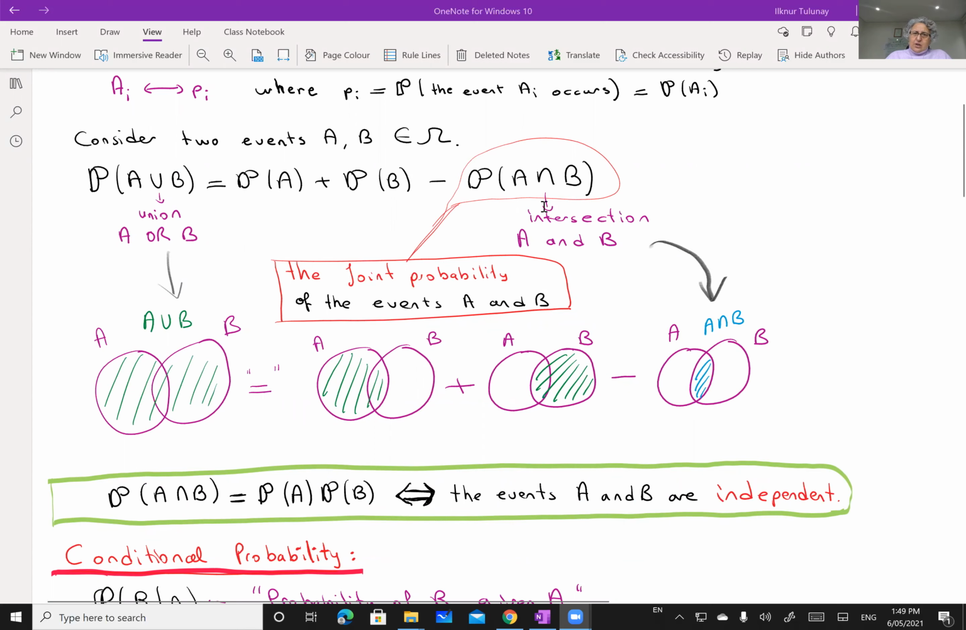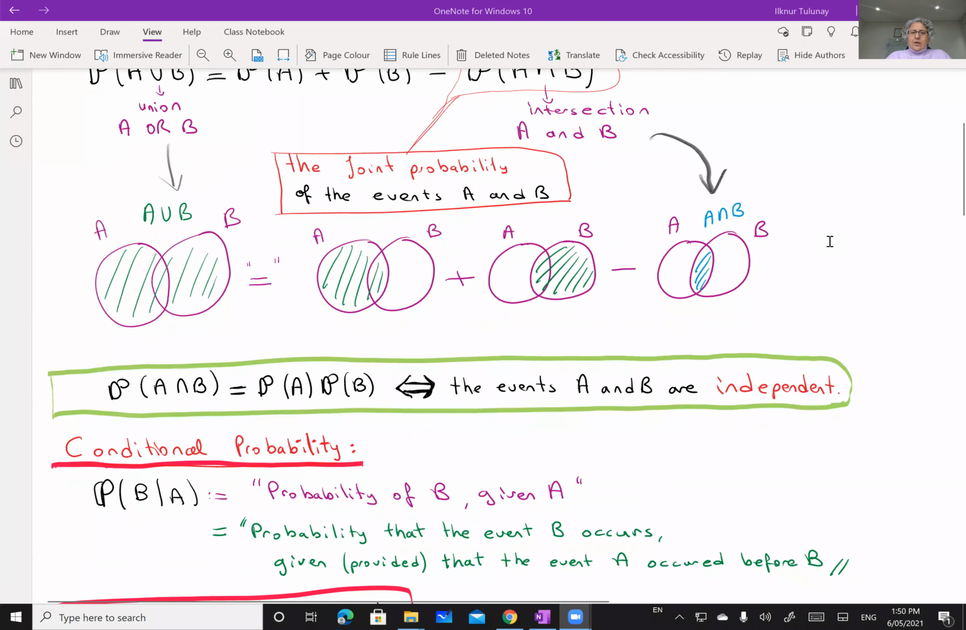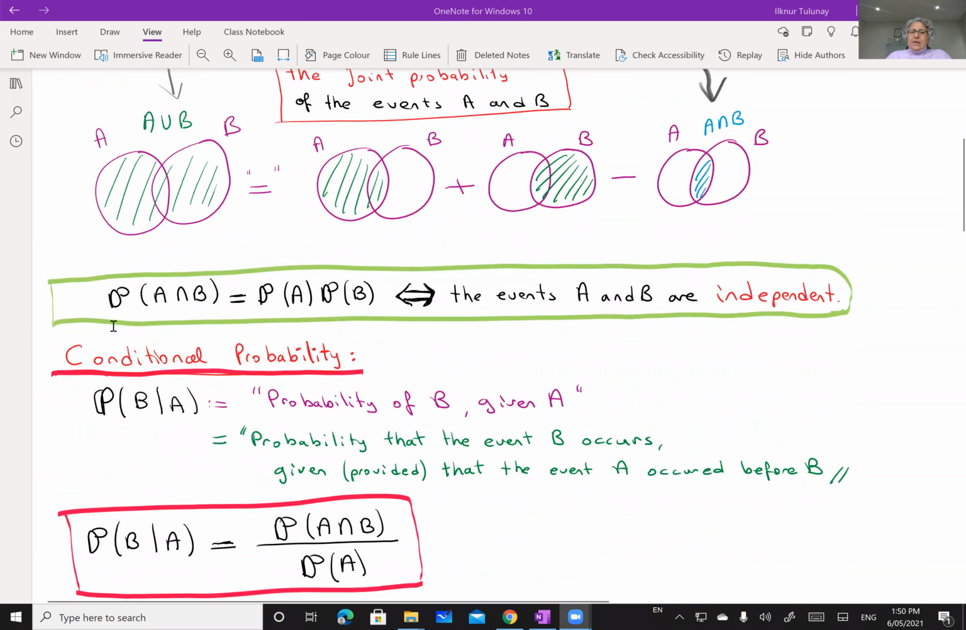Now this intersection probability, the probability of A intersection B, is related to the concept of independence of events. Let's give the definition. The events A and B are independent if and only if they satisfy this condition: the probability that A and B events occur at the same time is equal to the probability of A times the probability of B.